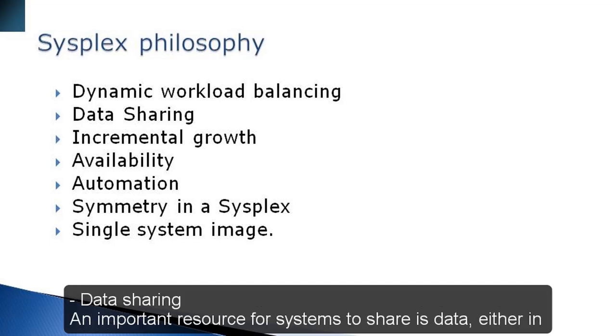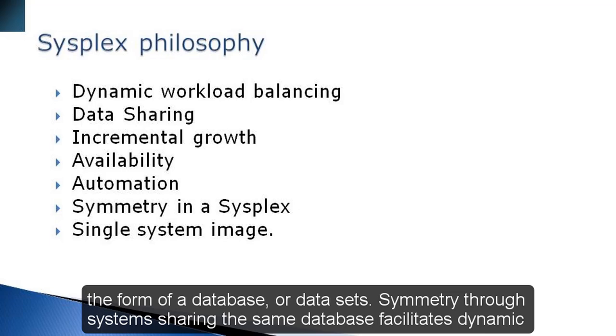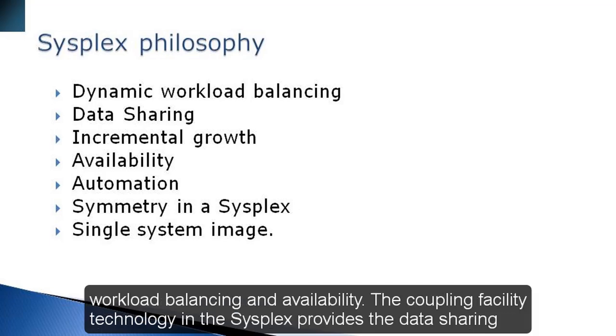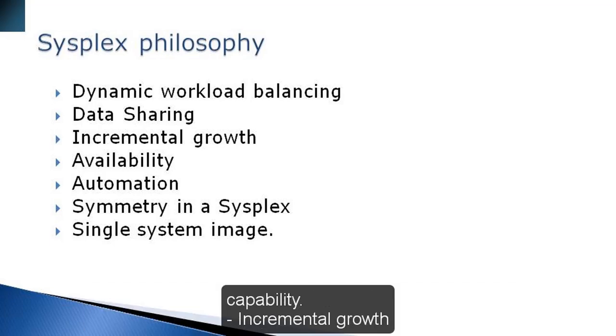Data sharing. An important resource for systems to share is data, either in the form of a database or data sets. Symmetry through systems sharing the same database facilitates dynamic workload balancing and availability. The coupling facility technology in the Sysplex provides the data sharing capability.